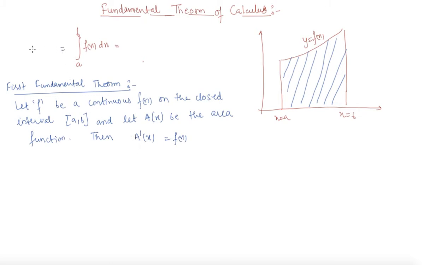Because this is represented as A of x, if we differentiate the equation on both sides, what we will get is A dash x will be equal to f of x for all x belonging to the closed interval a to b. So this is the first fundamental theorem of calculus, students.